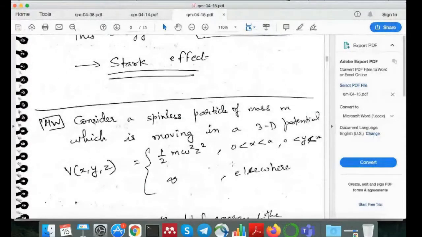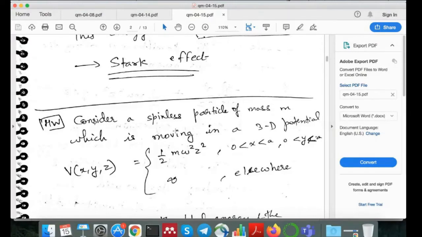So this is a homework problem. You can look at it and try to solve it. Basically, it is a solved problem, but I want you to look at it, understand it, and then do it for yourself. That way you'll get some practice and you'll also know how two different potentials, two different Hamiltonians, are combined together and solved for.